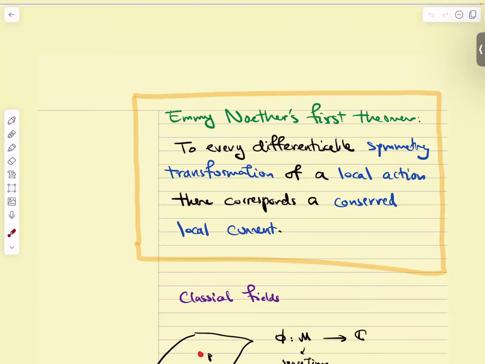What this will not cover is, so here an important word is differentiable. Noether's first theorem or second theorem, it does not say anything about discrete symmetries. Right? These are continuous and differentiable. I'll define what a differentiable symmetry transformation is.